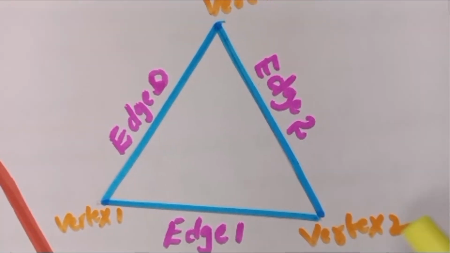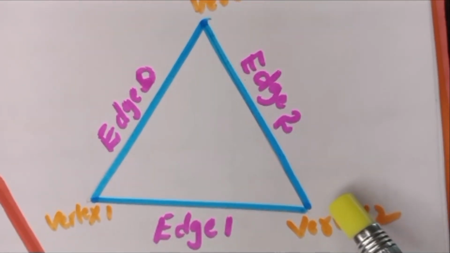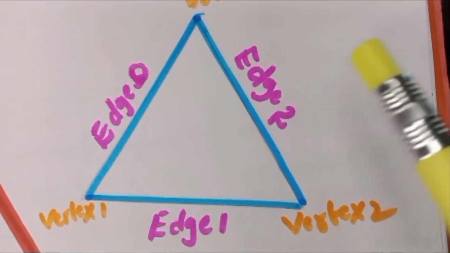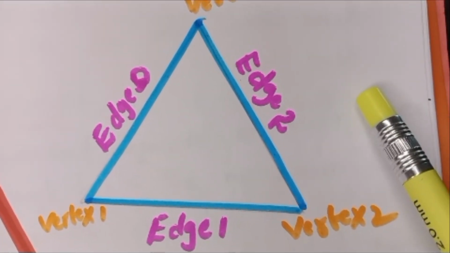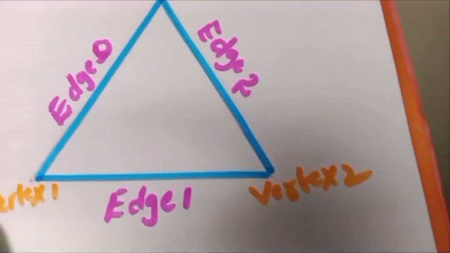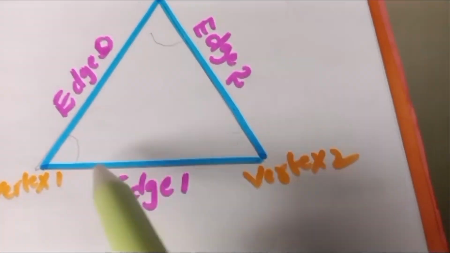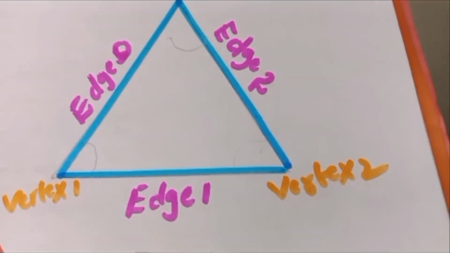And here the sum of the angles is 180 degrees. A triangle has three internal angles and their measurements always add up to 180 degrees. And these are the three angles.